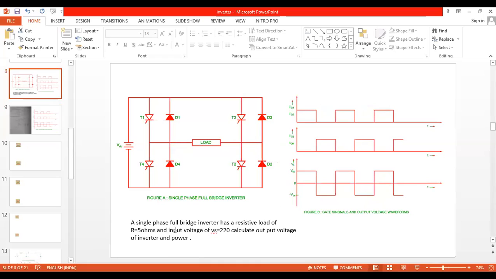Now calculate the power transferred to the load, the output power. We already know P is equal to V square by RL, or else I square into RL. So what is E0 RMS square? E0 RMS, 220 whole square, by 5. So power equal to 220 whole square by 5 is nothing but the output power. So simple problems will be asked based upon the inverter. So we'll take this one. I hope this simple problem, two formulas, is clear.